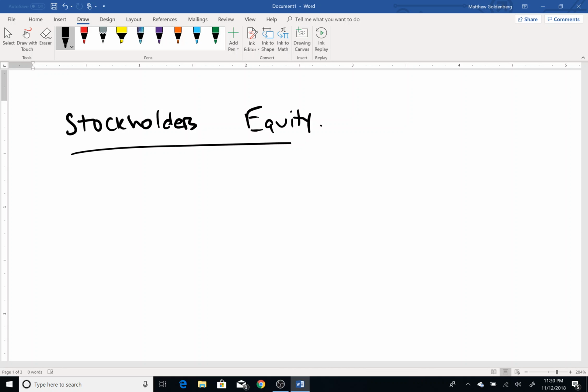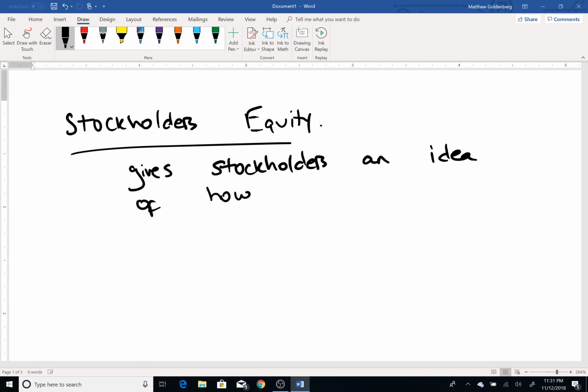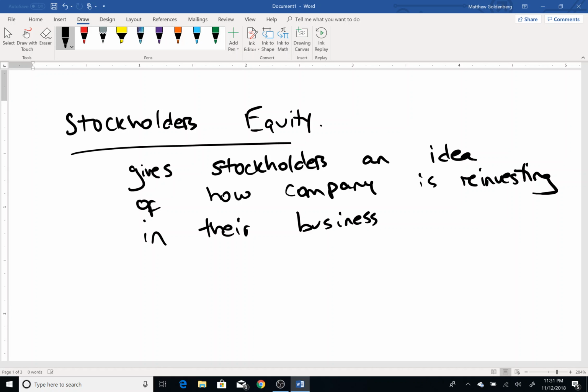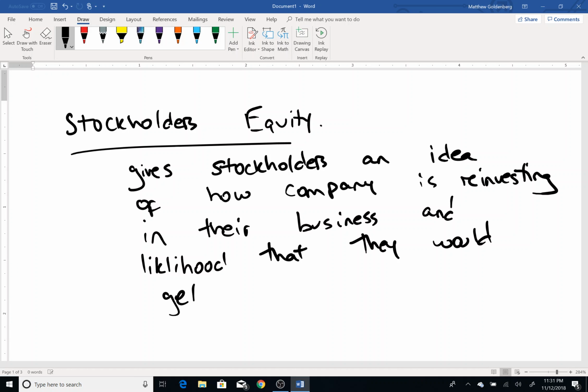What this does is it just gives stockholders an idea of how the company is reinvesting in their business, and the likelihood that they would get paid, or get more money, or get money. I want to talk about this part of the equation next.